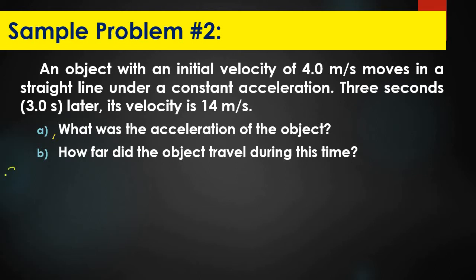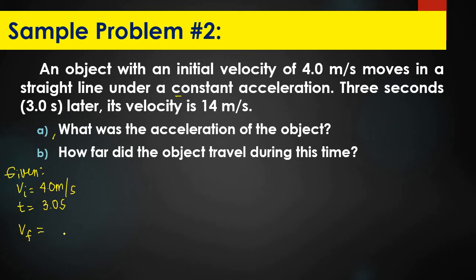So first step, we write the given quantities. Initial velocity is equal to 4.0 meters per second. Constant acceleration, 3 seconds. That's the time of the acceleration, 3.0 seconds. Its velocity is 14 meters per second after the 3.0 second mark. So that will be considered as our final velocity.